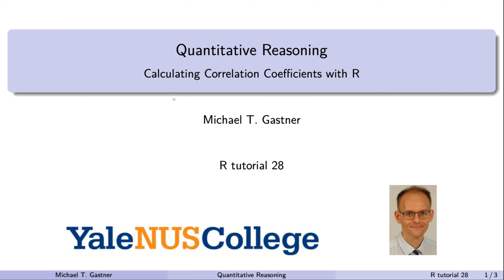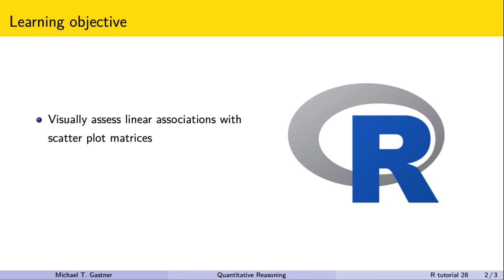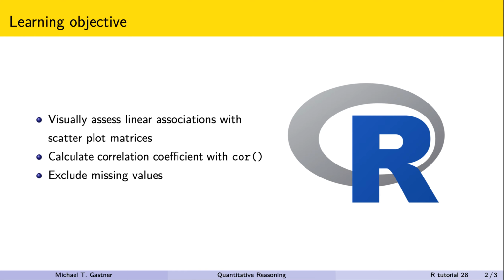Our textbook introduces an important measure for the linear association between two quantitative variables, the correlation coefficient. In this tutorial, we learn how to visually assess with a scatterplot matrix which quantitative variables in a data frame are linearly associated with each other. We learn how to calculate the correlation coefficient with the R function COR. We'll see examples of using COR for a single pair of variables and for all pairs of variables in a data frame. We'll also learn different options for excluding missing values from the calculation.